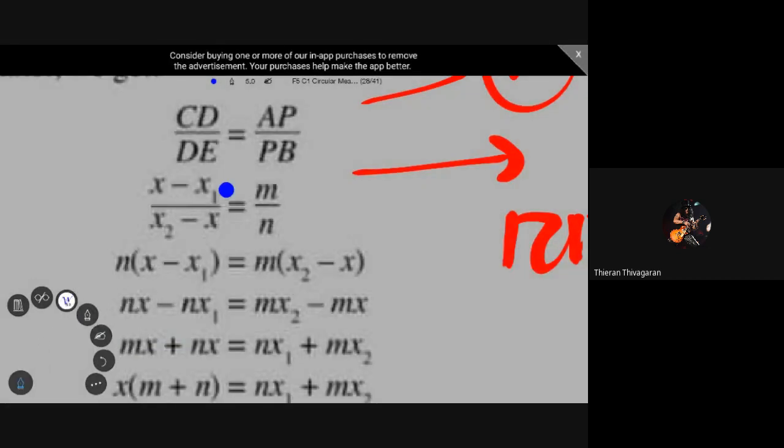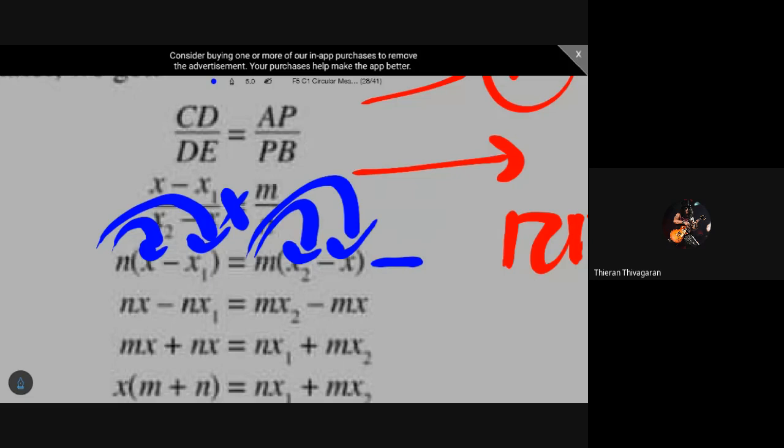Okay, so yang ni, I will do darab silang. I will do cross multiplication over here. Okay, so you will get something like this. Okay, I rasa semua boleh faham langkah ni. Then yang ni saya kembangkan dalam. I expand the N term inside to both of the terms over here. Kembangkan M ke dalam dua-dua sebutan. Buat benda yang sama untuk M. You will get like this.